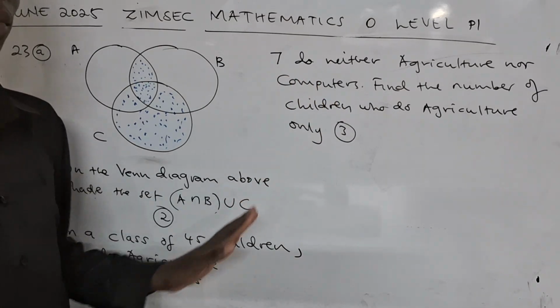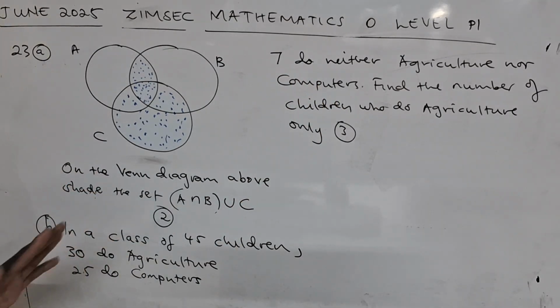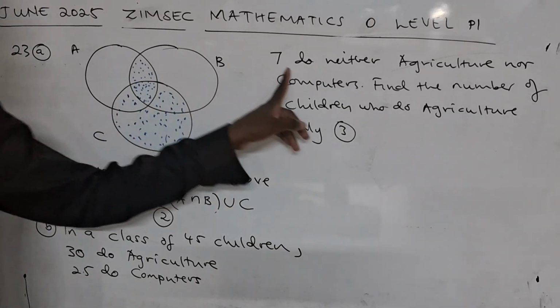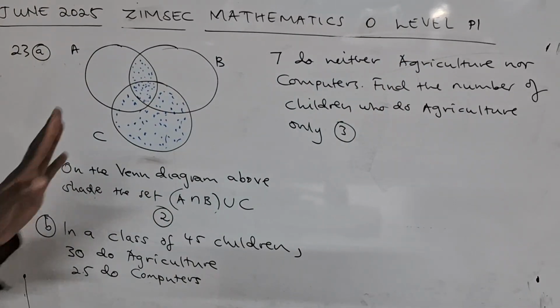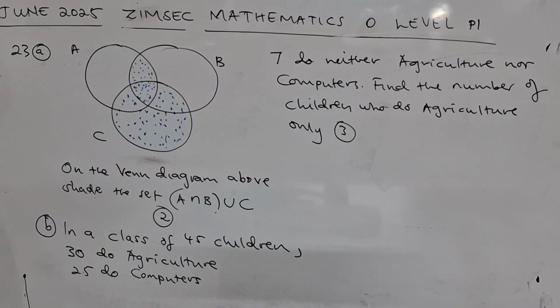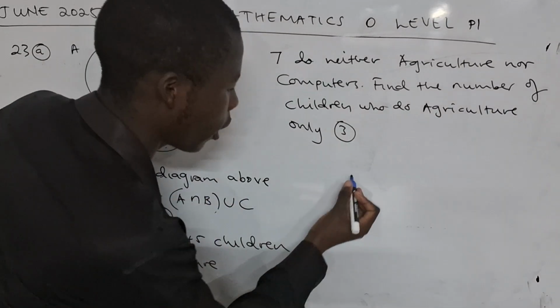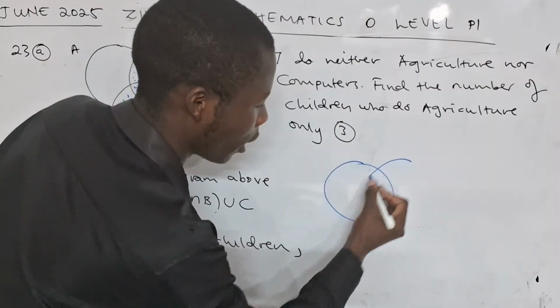But see, 7 of you will be like, no, I'm not interested in doing agriculture. I'm also not interested in doing computers. I want to do something like mining. So 7 are not doing agriculture or computers. So now you are supposed to find the number of children who do agriculture only. So here, you are supposed to draw a Venn diagram.